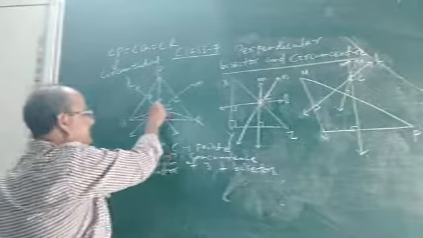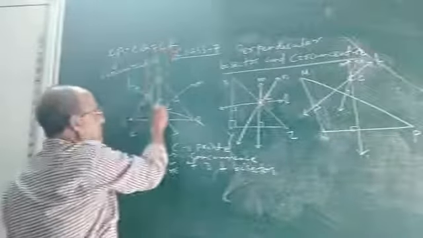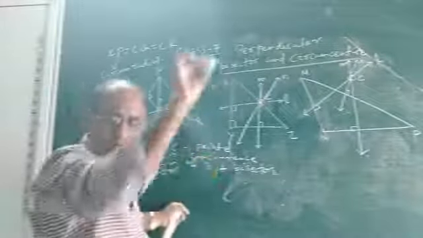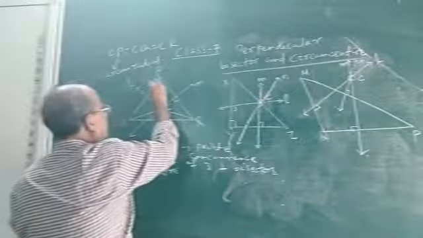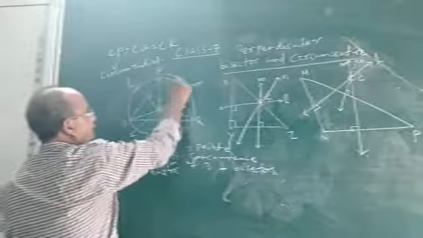Taking C as center and CP, CQ or CR as they are equal, taking C as center and CP, CQ, CR as radius, if you draw a circle, do you know what will happen? You see, the circle will be like this.